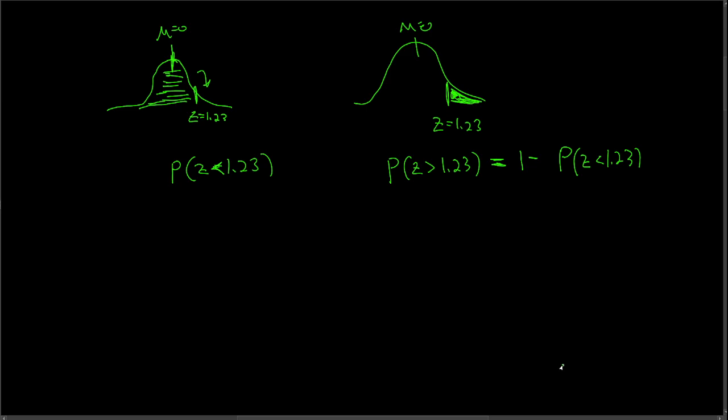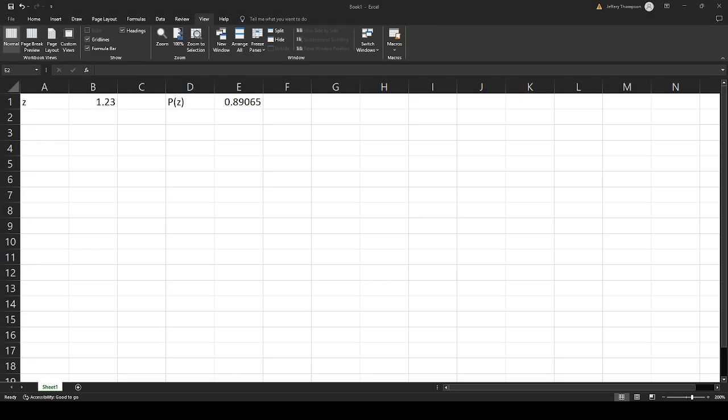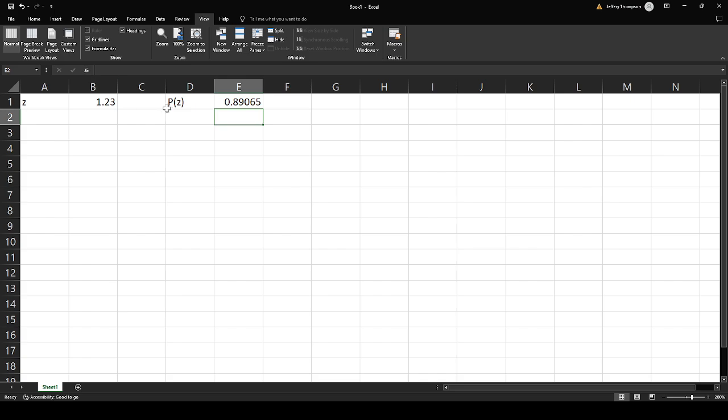And in Excel, to find the complement, we'll say that for z to be less than 1.23, we have this. For z to be greater than 1.23, then we'll look at the probability of z greater than 1.23. And what I'm doing here is I'm cleaning up my notation.